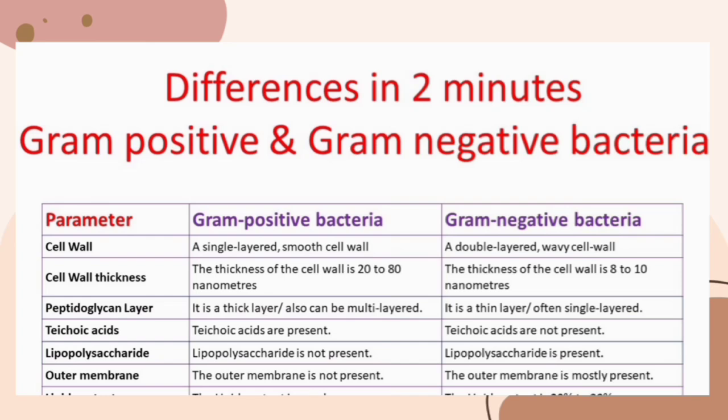Now we want to discuss the difference between gram-positive and gram-negative bacteria. Gram-positive cell wall has one layer, thick peptidoglycan. Gram-negative cell wall has two layers, thin peptidoglycan and an outer membrane. Gram-positive, staining with crystal violet will return purple color, while gram-negative does not return purple color and stains pink from safranin. Gram-positive is less pathogenic, while gram-negative is more pathogenic. That's all.